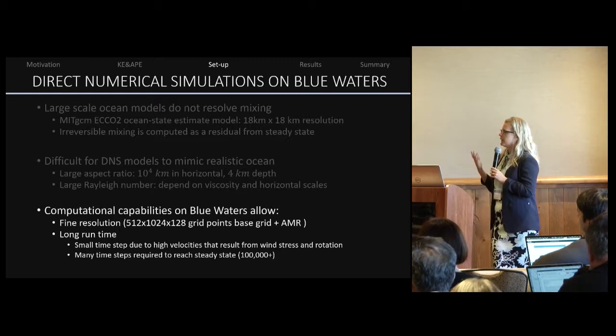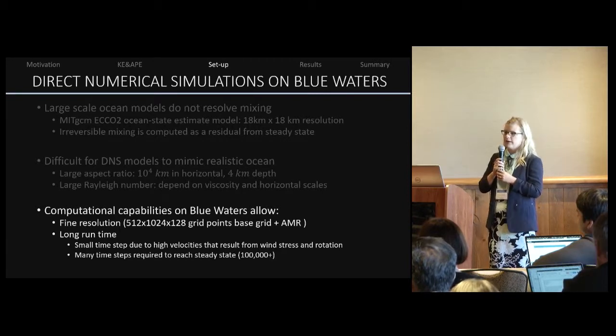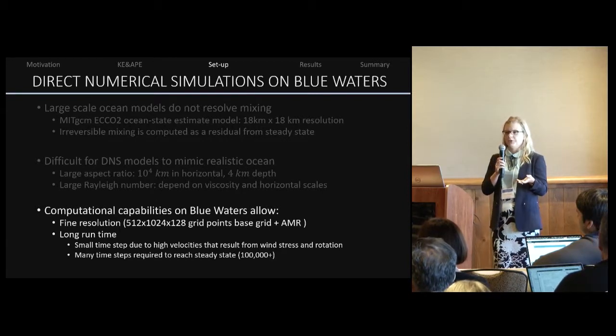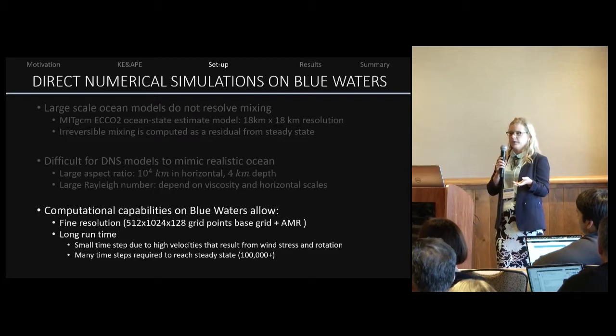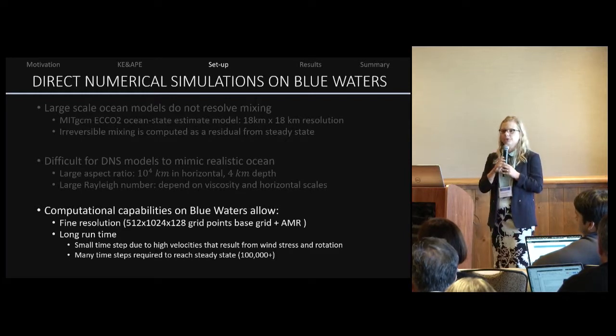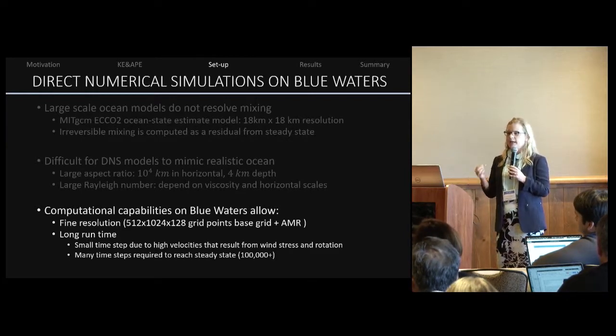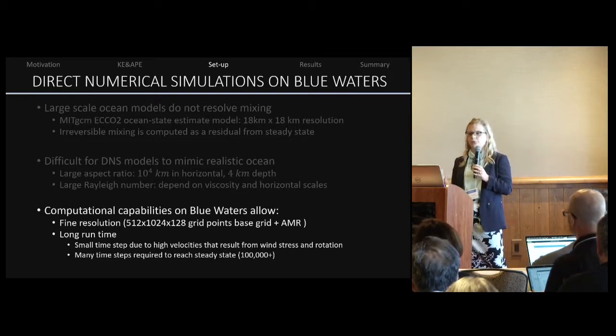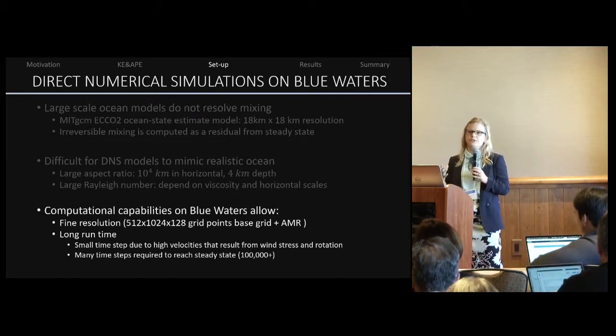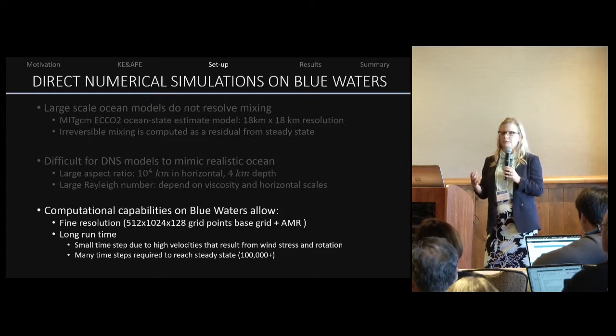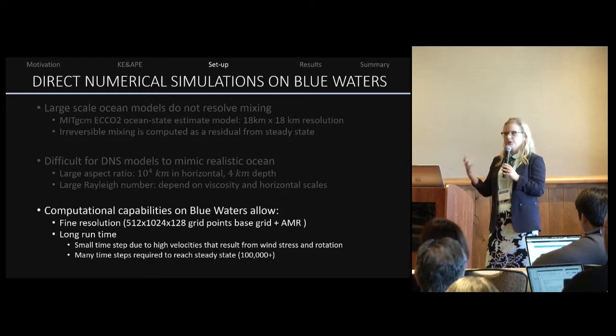The computational capabilities on Blue Waters allow us to have a base grid that is very fine, 512 by 1024 by 128, and then also on top of that, turn on the adaptive mesh refinement. For these particular simulations, we also need really long runs because we have, first of all, really small time steps, and in addition, we need a lot of time steps to reach a statistical steady state that we're going to analyze.